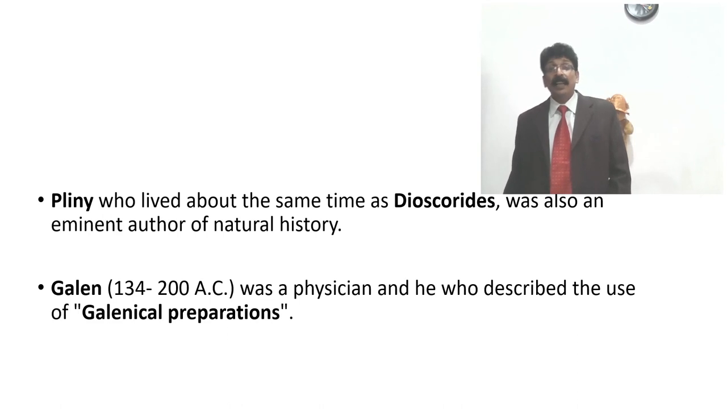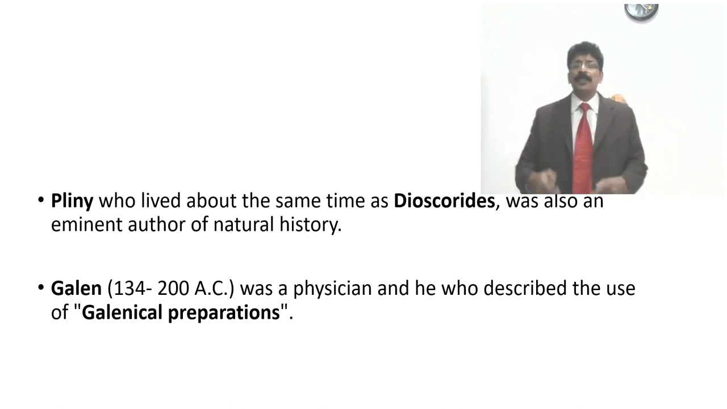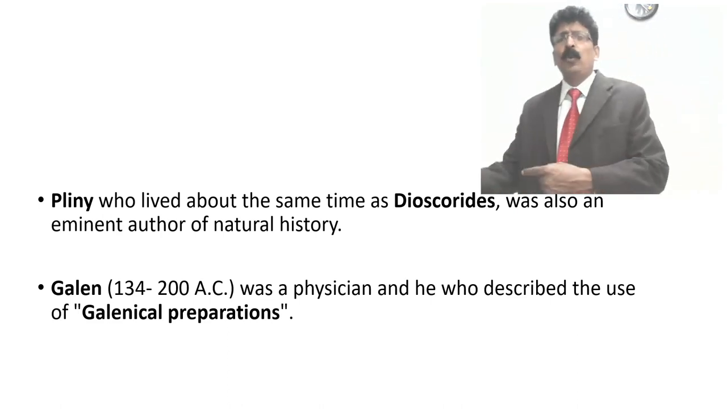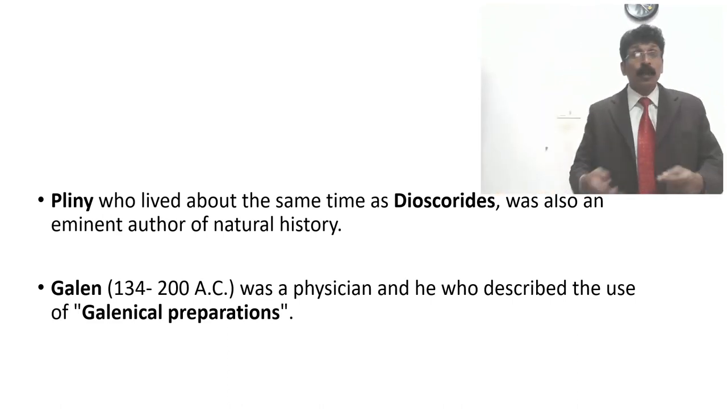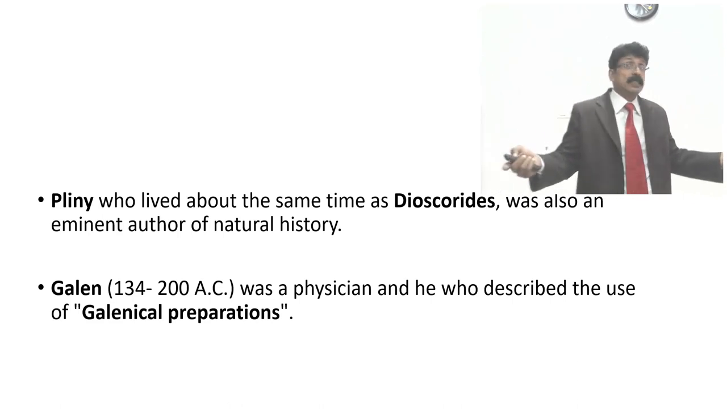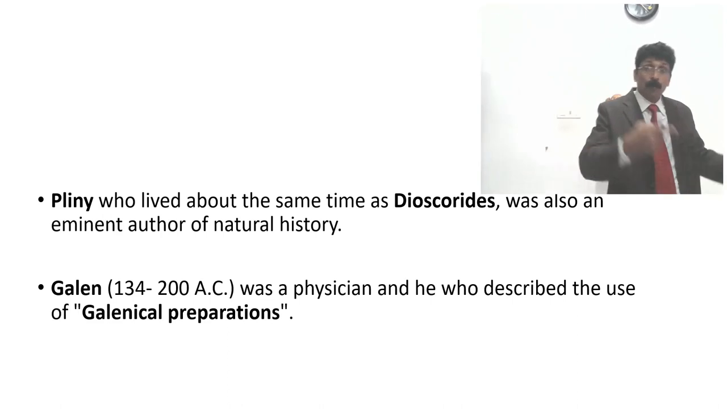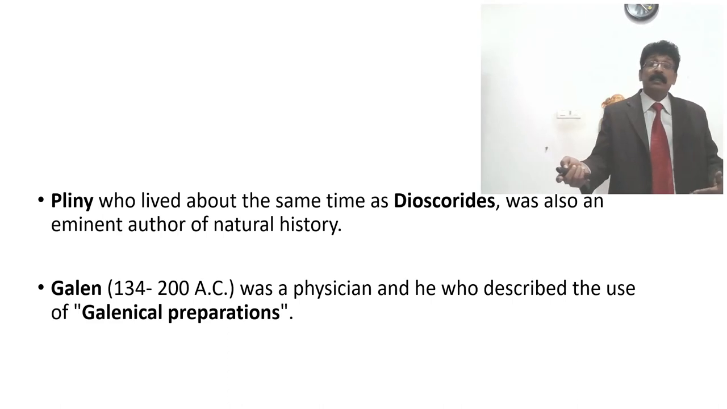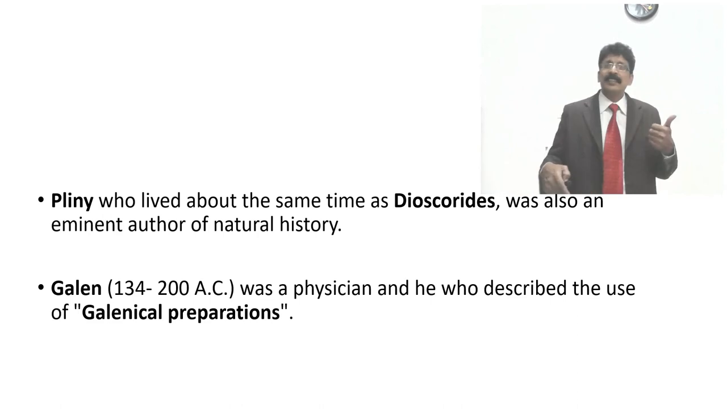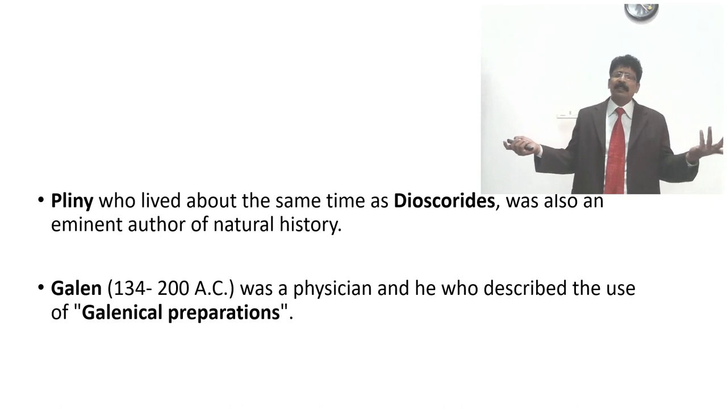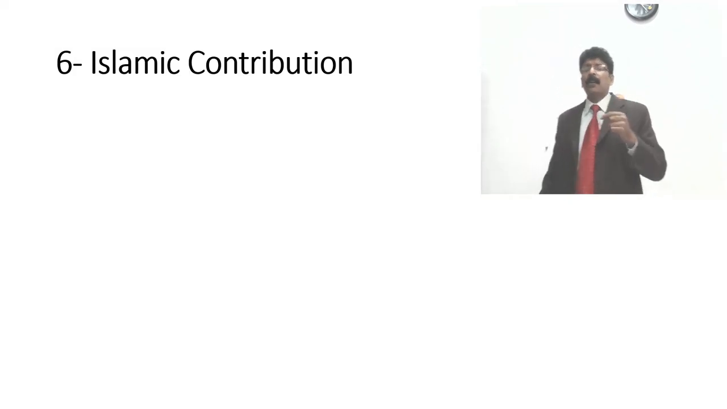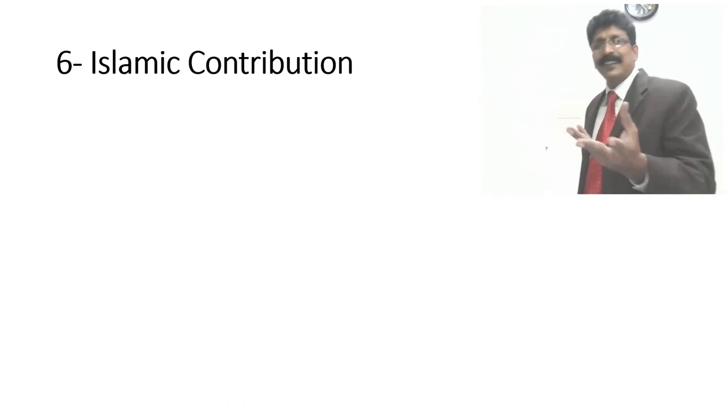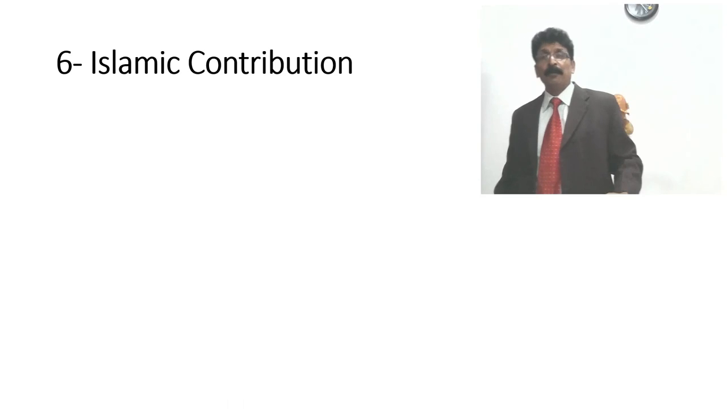He described the use of galenical preparations. He found that instead of taking a leaf or a root and eating it directly, you make it into a preparation which is easy for the patient to consume. He started to prepare these. Now we have many formulations: tablets, capsules, injections, and advanced formulations like implants, transdermal patches, inhalers. You can see what all things are available. All these started from Galen, who first prepared galenical preparations. Then came the Islamic contribution: they made preparations elegant, sweet, and colored, so that patients could consume them comfortably.